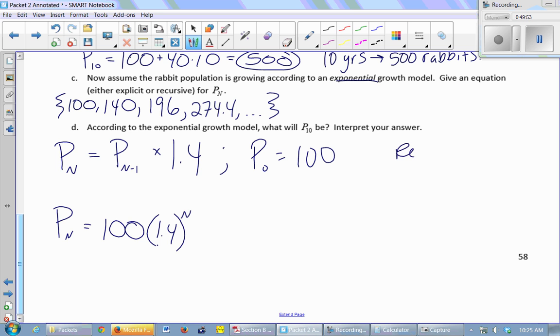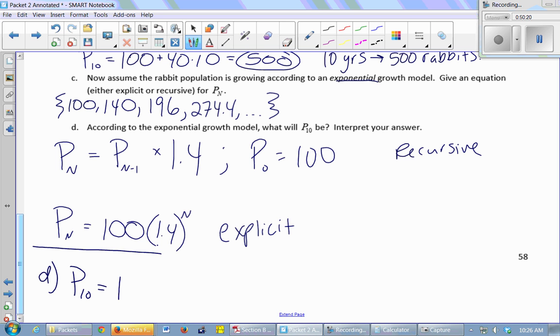This is recursive. That's actually the answer for C. Correct? Yeah, this is the answer for C. I just ran out of room. So with linear, you're not using an exponent. Right, linear, you won't have exponents. Yep, explicit has an exponent. And then for part D, if I want to find P10, I could take my explicit rule and plug in a 10. 100 times 1.4 to the 10th.